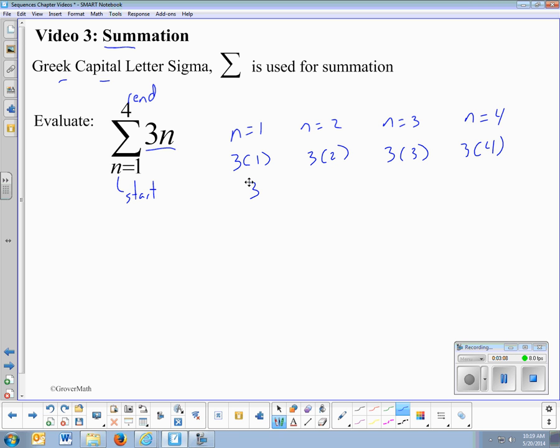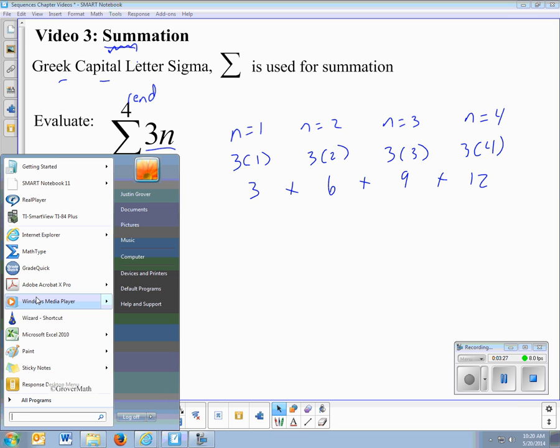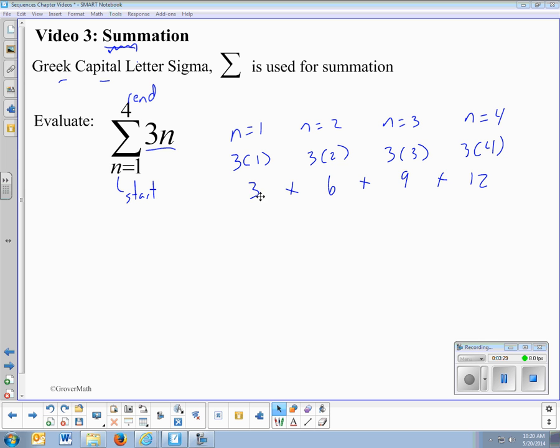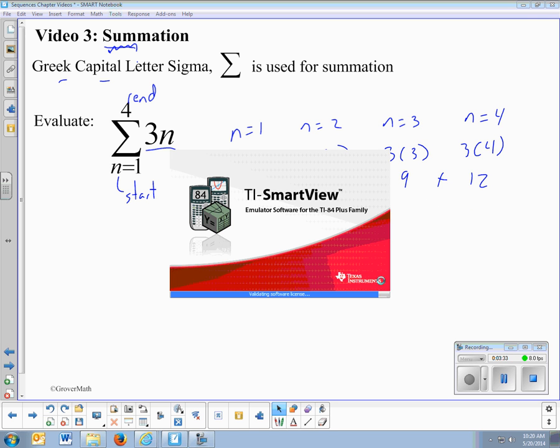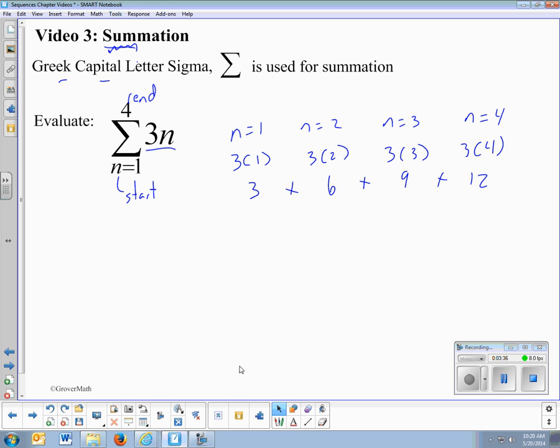3 times 1 is 3. 3 times 2 is 6. 3 times 3 is 9. 3 times 4 is 12. So 3, 6, 9, 12, that's our sequence of terms. And now we're going to sum them together. That's why we call this summation. So we add them together: 3 plus 6 plus 9 plus 12. We don't need a calculator for this, but I'll get it out in case. 3 plus 6 is 9. 9 plus 9 is 18. 18 plus 12 equals 30. And so our final answer is 30.